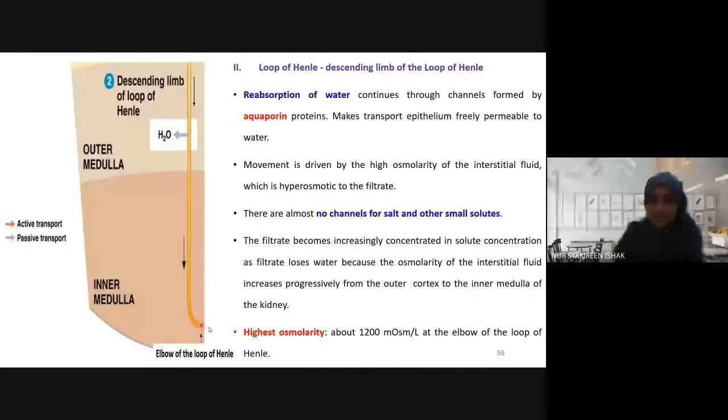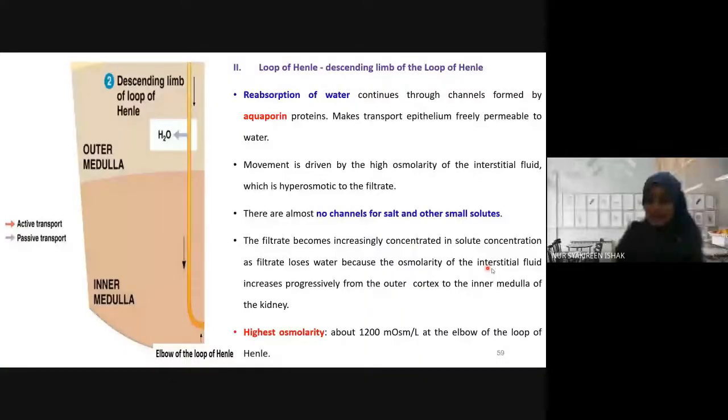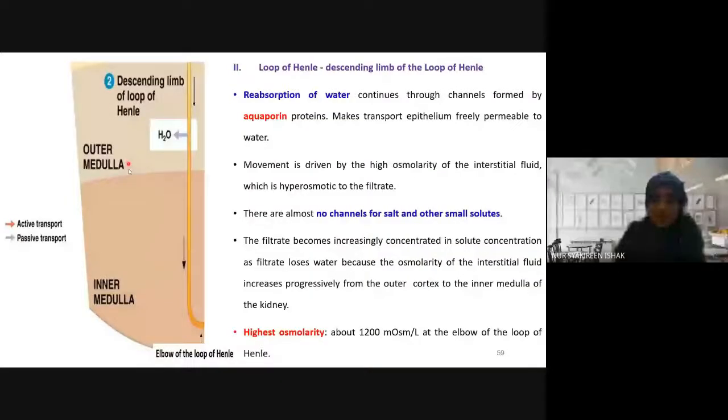Okay, so it says here filtrate becomes increasingly concentrated in solute concentration as filtrate loses water because the osmolarity of the interstitial fluid increases progressively from the outer cortex to the inner medulla of the kidney. Lagi awak masuk ke dalam inner medulla, lagi concentrated interstitial fluid, lagi banyak air keluar, lagi concentrate filtrate sampai dia enter into elbow of loop of Henle where the concentration is the highest.